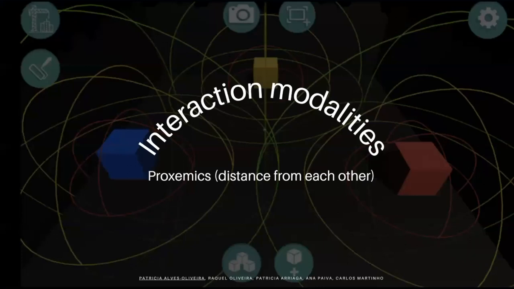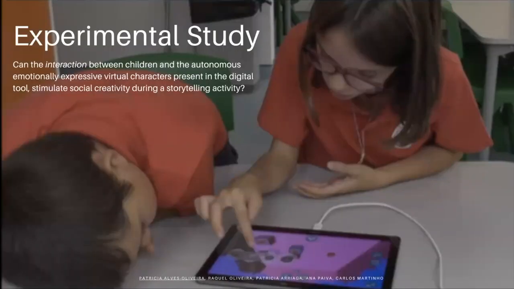Characters express their emotions more intensely according to the distance they have from each other, which is called proxemics. This was developed to make the behavior of the characters more complex in terms of their emotional expression. So if a character is close to another, they have a stronger emotional expression than if they are further away from each other. We conducted an experimental study to evaluate the success of CUBUS in stimulating creativity in children.